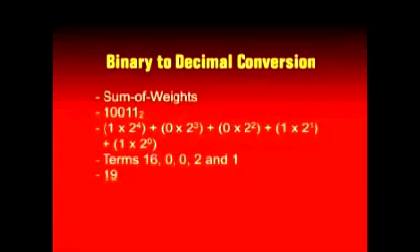If you solve this expression, you get 5 terms. The most significant term is 16, followed by 0, another 0, 2, and 1. When you add all these terms, the answer is 19. So the binary number 10011 is equal to 19.